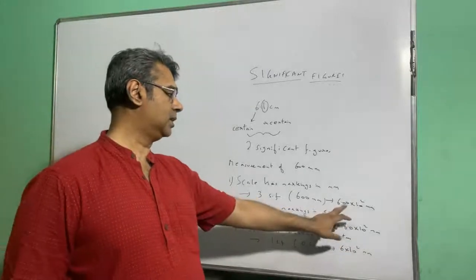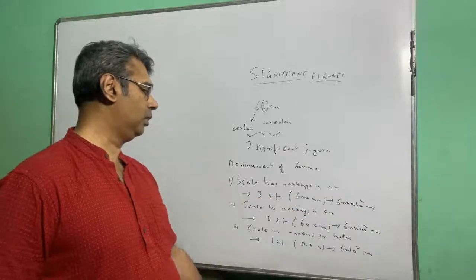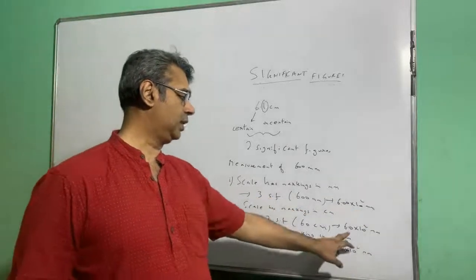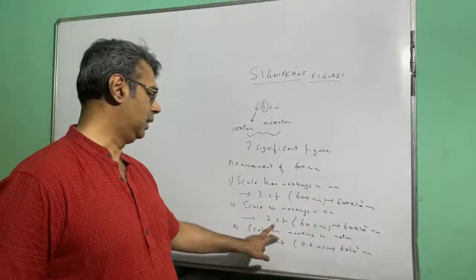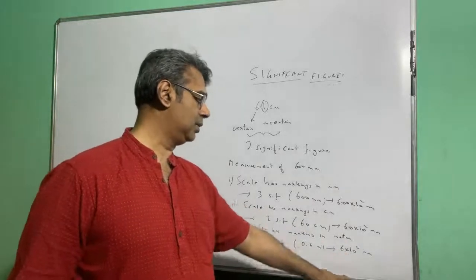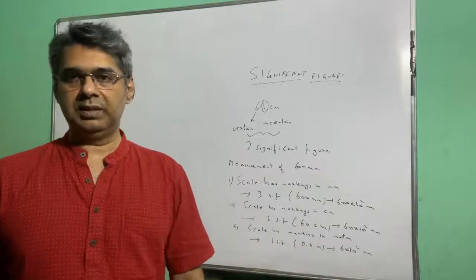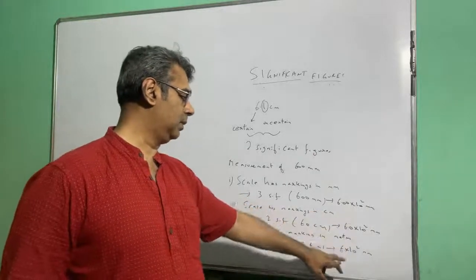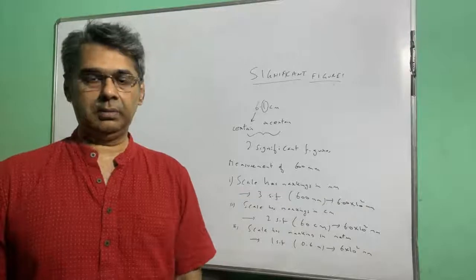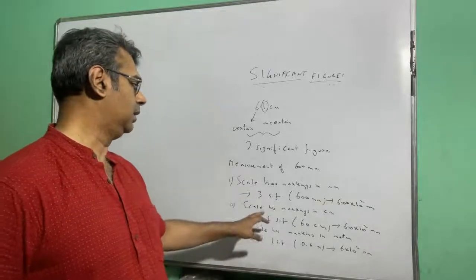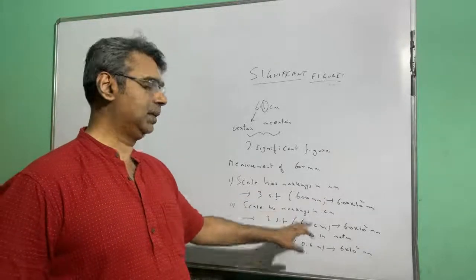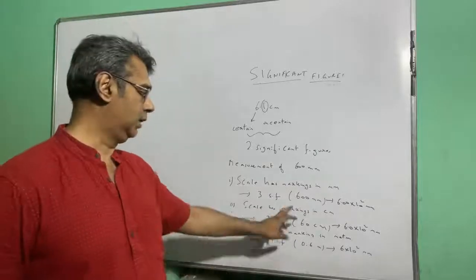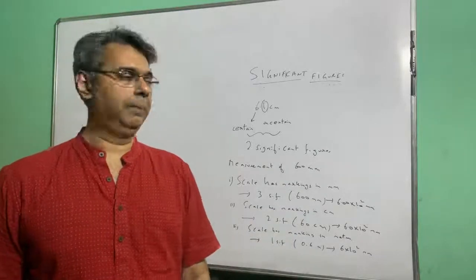But if you write it as 6.00 into 10 to the power 2, there are three significant figures. If you write 6.0 into 10 to the power 2, there are two significant figures. If you write only 6 into 10 to the power 2, there is only one significant figure. So if you write it as a power of 10 with a multiplier, then you will get the correct number of significant figures. And you will not get that, or rather there will be a lot of confusion, if you try to do it in this way.